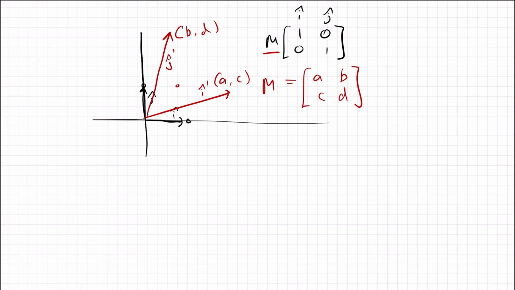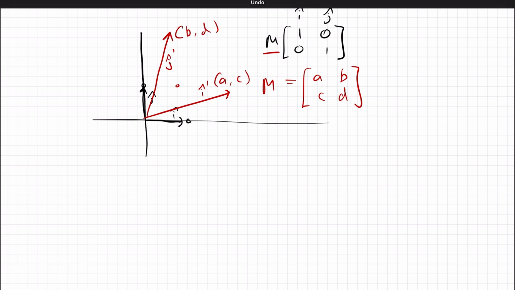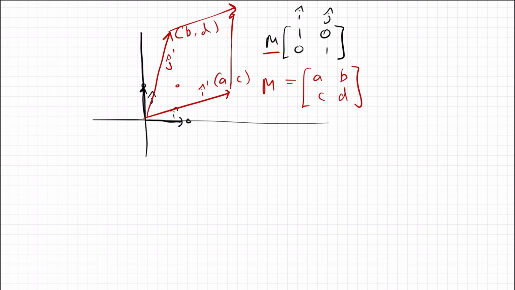So if we had a point here, well, parallelism, I don't know if that's a word, but it gets maintained. So if lines are parallel before, they're going to be parallel afterwards. So these two lines are still going to be parallel, and these two lines are still going to be parallel.